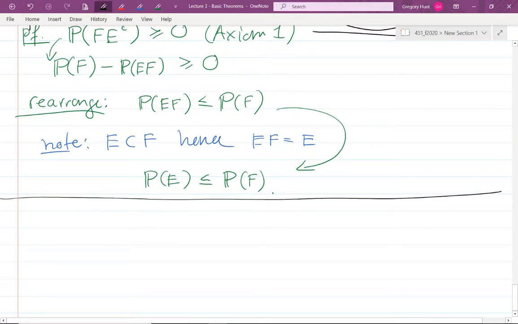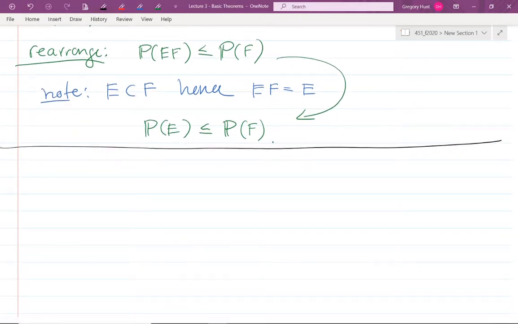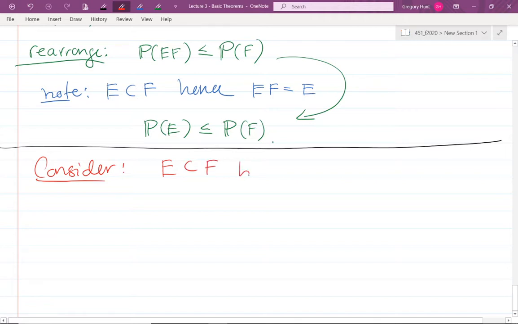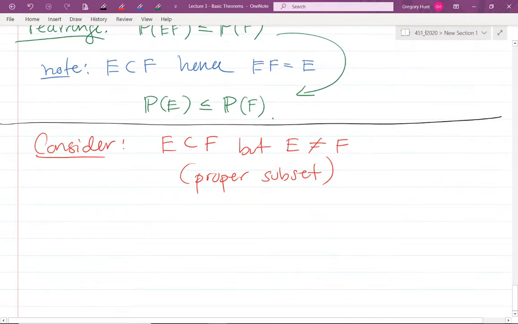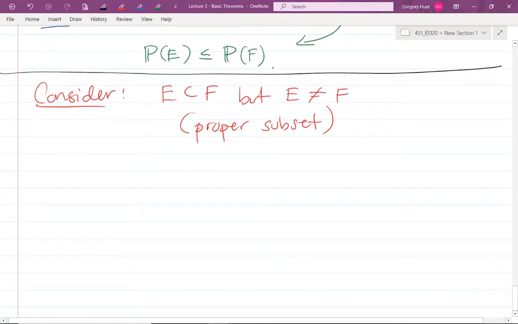There's a caveat here about this one, though. Consider the situation where E is a subset of F, but E is not equal to F. So this is what we call a proper subset. An improper subset would be if E and F are the same thing. So, question, if E is properly contained in F, is it true that the probability of E is strictly less than the probability of F?